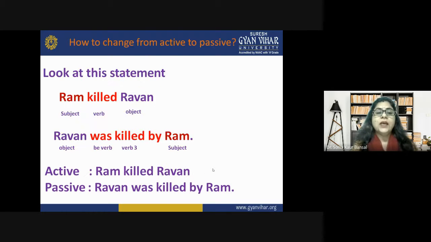Now, how to change from active to passive, let's have a look with more practice. Look at this statement: Ram killed Ravan. The subject is Ram, the verb is killed, and Ravan is the object. So, Ravan was killed by Ram. Here the object has become the subject of the passive voice sentence. Was killed by Ram: was is the be verb, the auxiliary verb, which I have told you, and killed is the verb's third form. If I write verb 3, that means the verb's third form will be used with was or the be verb. By Ram is the subject now changed. So Ram killed Ravan, Ravan was killed by Ram. This is how we change an active sentence into a passive sentence.